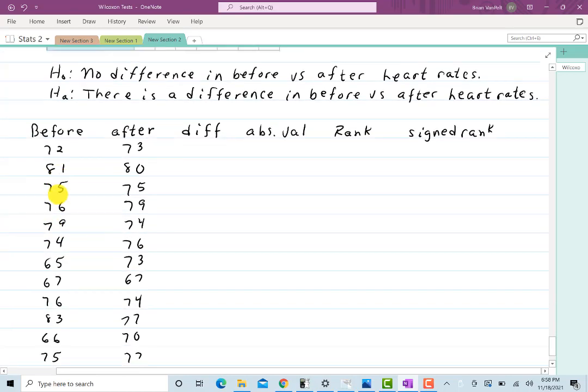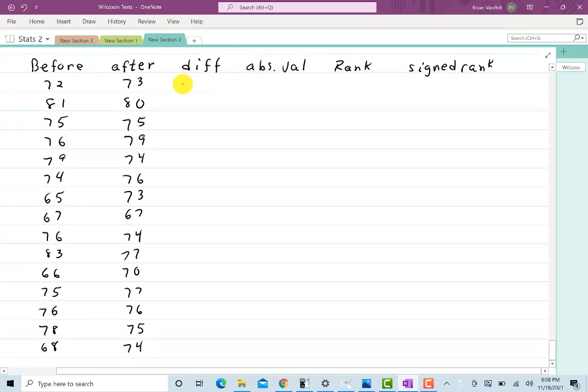Yes, I did. Now let's take their difference. So I'm going to have negative 1, 1, 0. Remember, we're not going to count zeros. Negative 3, 5, negative 2, negative 8, 0, 2, 6, negative 4, negative 2, 0, 3, negative 6. Now let's take the absolute values of these things.